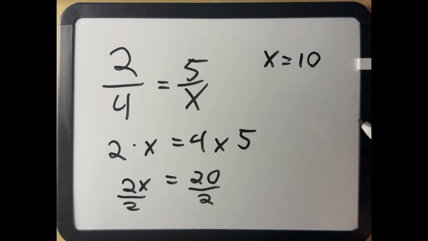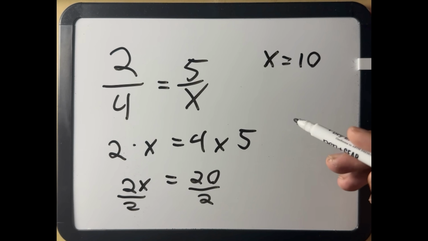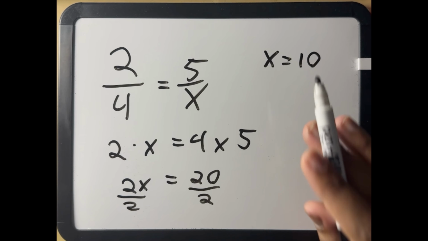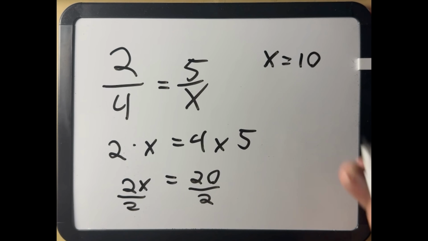Since this is a direct proportion, the relationship between soldiers and boxes is consistent. If you add more soldiers, you can carry more boxes. And that's just a simple representation of a direct proportion problem that you'll see on the ASVAB.